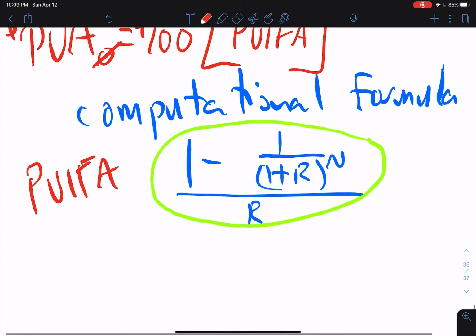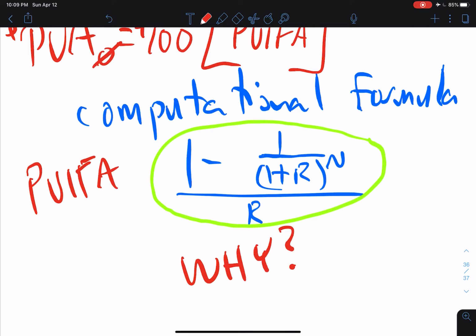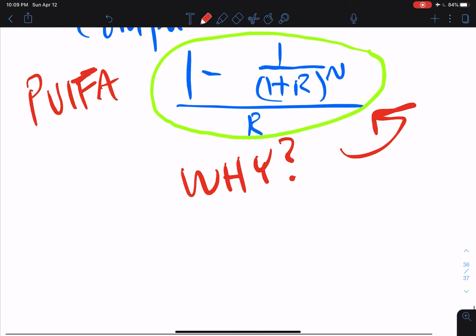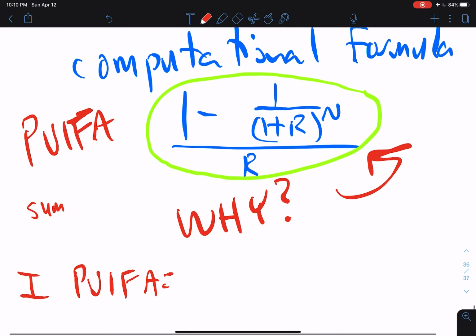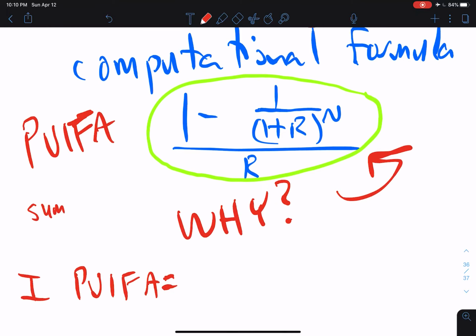Okay, big question. Why? Why is that it? Where did it come from? Well, let's see. We're going to use logic identical to the logic we used when we were proving what the FVIFA computational formula was in the last video. So we start off by saying, okay, here's a definitional equation. We would put a little s for sum, but we've named our sum. Our sum is PVIFA. So I'll say PVIFA equals, and this is the general case.